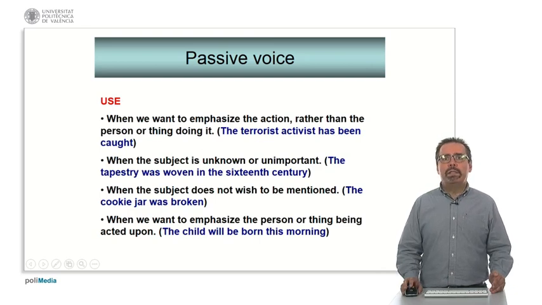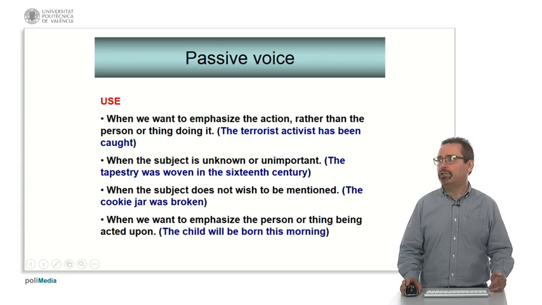Now we will move on to the use of the passive voice. Normally we use it when we want to emphasize the action rather than the person or thing carrying out this action. For example, the terrorist activist has been caught. We concentrate on the action as the most important thing. The second use is when the subject is unknown or unimportant. For example, the tapestry was woven in the 16th century. We don't know who did it.